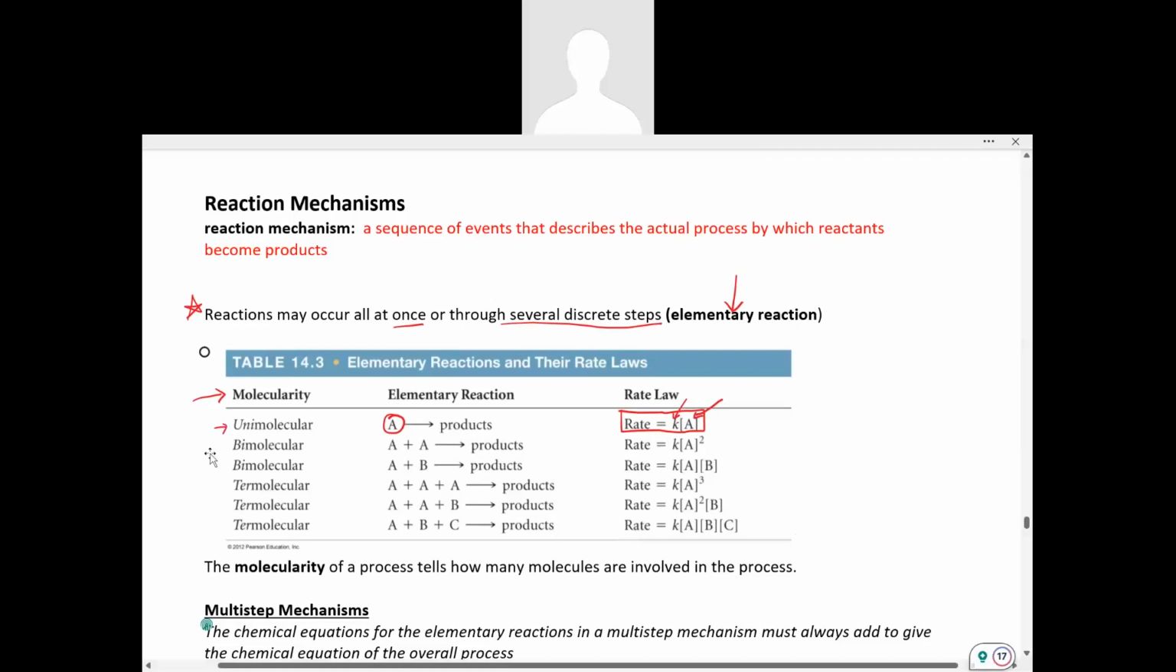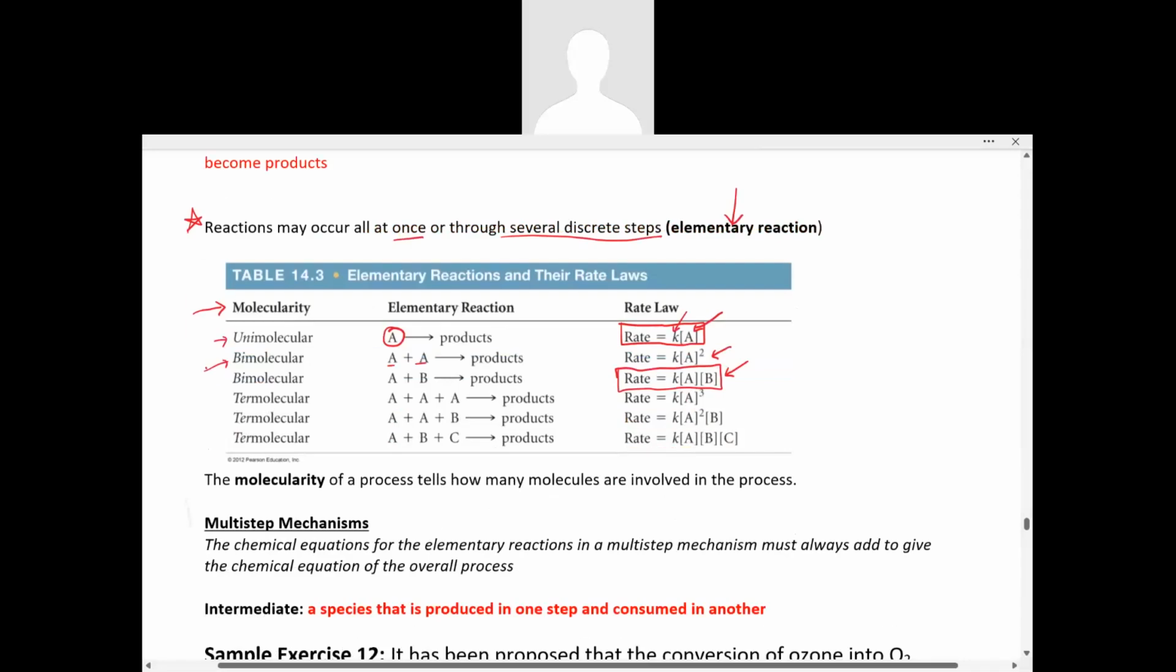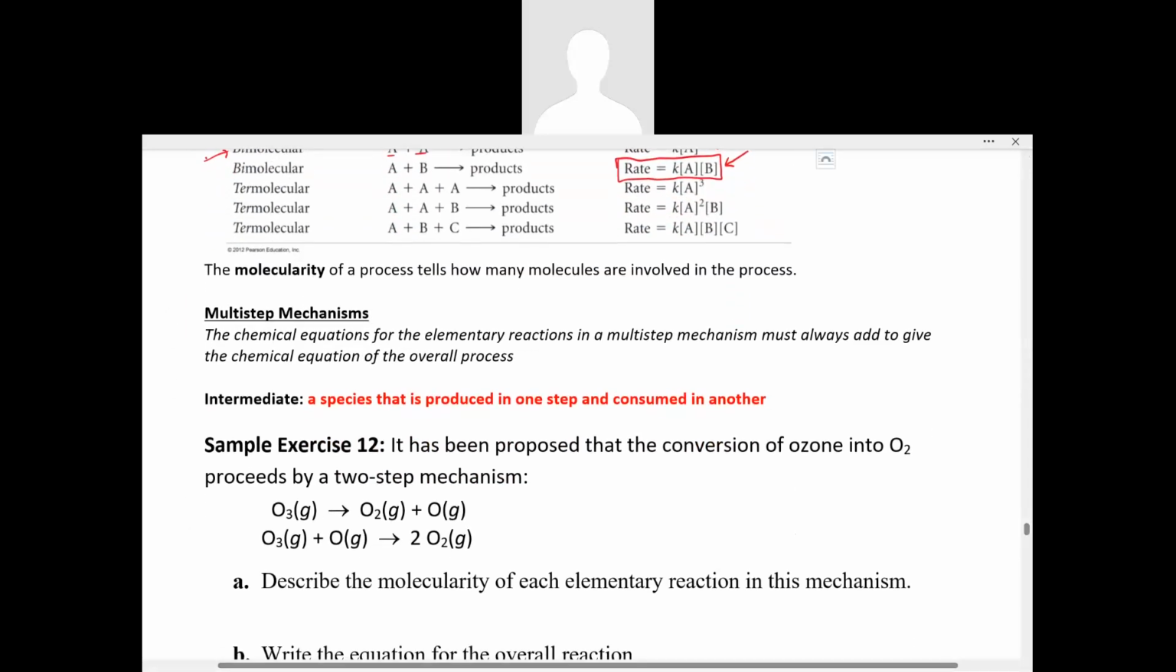When we have a bimolecular process, we could either have one single reactant, or two of the same reactant rather, that have to react, and then we would see a rate law that depends on the concentration of A squared, since this is a bimolecular process, or we could have bimolecular processes where two different reactants control the rate. So that's what we see here in that last box. So the molecularity, again, tells us how many molecules are involved in each of these processes.